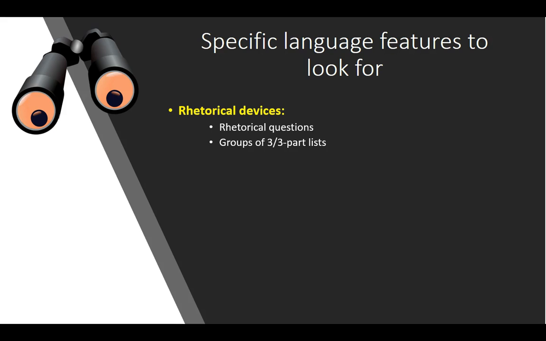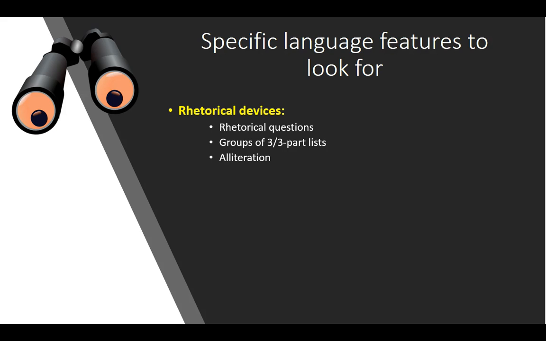Groups of three or three-part lists. Be careful with these because for it to be a group of three, it needs to be three of the same or a similar thing. So it could be three particular adjectives, or it could be three sentences that all have the same sort of structure. So do be careful that you are really dealing with a group of three or a three-part list.